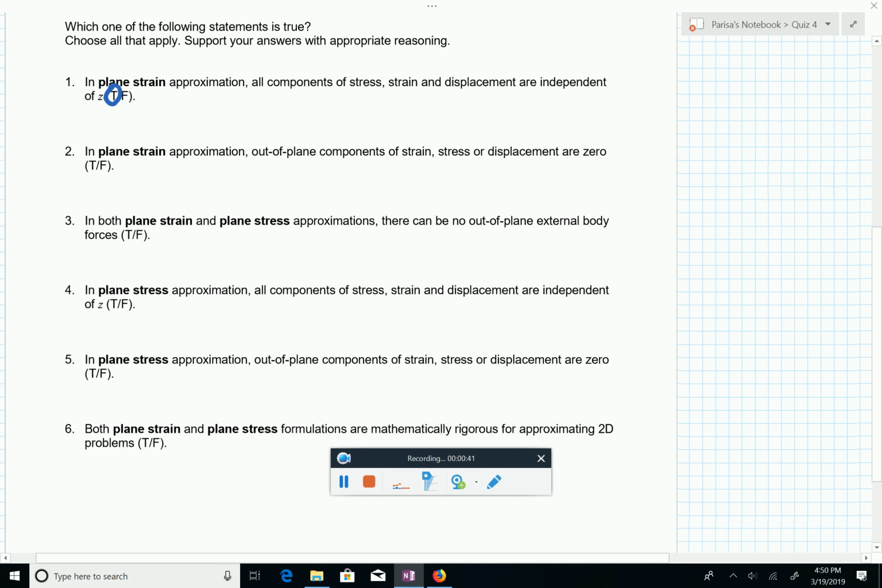In plane strain, out of plane components of the strain, stress, and displacement are 0. No, why not? Yeah, sigma ZZ is not 0, right? So all I needed for you to write was that. No, I don't know why you were writing a lot of things.